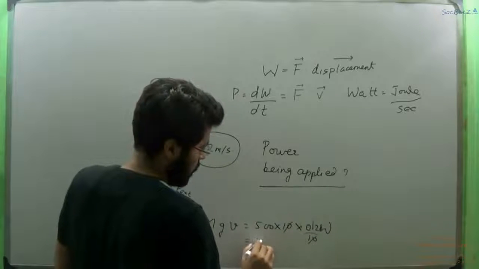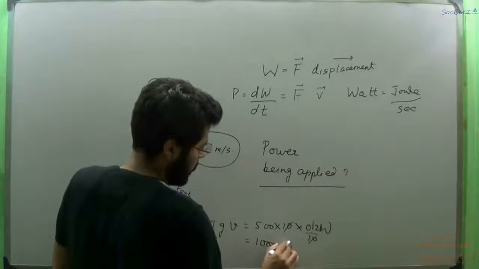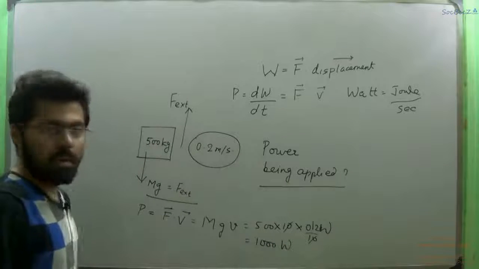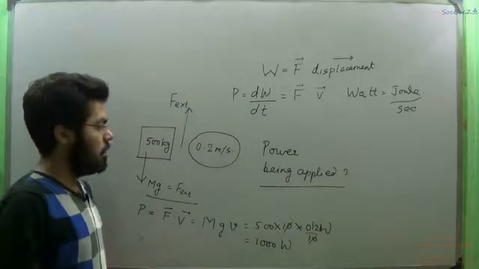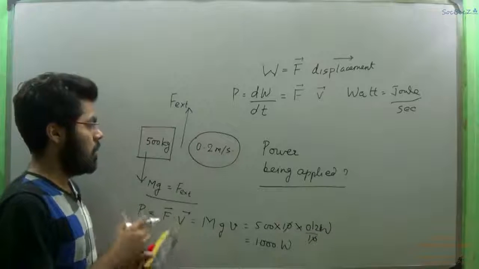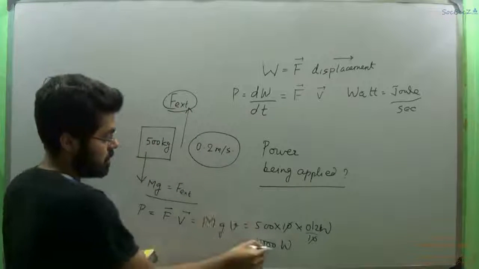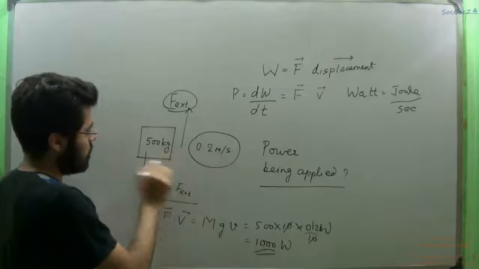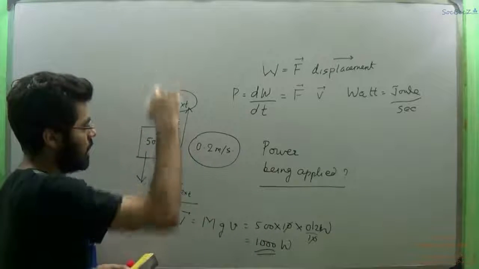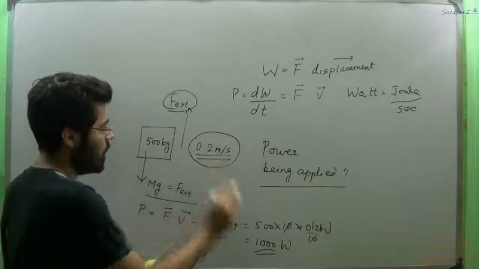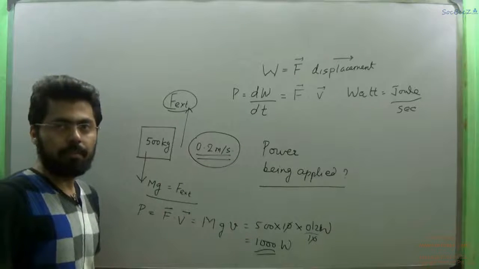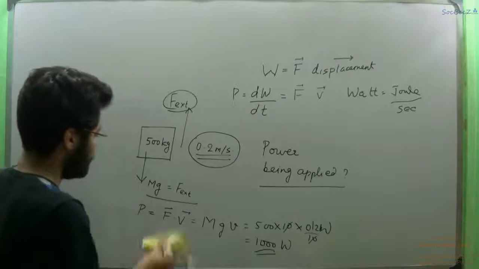This is around 1000 watt. So this much power the machine should have. The machine, the external agent, whatever is providing this force, should possess this much power to lift this block of 500 kg in the upward direction at a speed of 0.2 meter per second. So very simple.